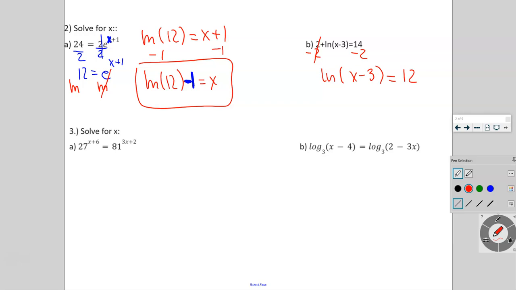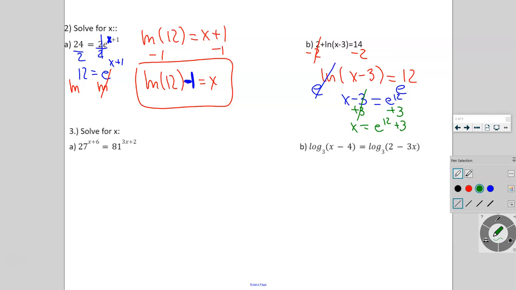I'm going to do the inverse operation, which is e, to get rid of this ln. E on both sides, whatever you do on the left, you do on the right. Ln and e are going to cancel each other out. X minus 3 stays on the left, and I have e to the 12th power on the right. And now to solve for x, all I have to do is move the 3. So I'm going to add the 3, because right now 3 is subtracting. I'm going to add the 3 to both sides. 3's cancel out. X equals e to the 12 plus 3.